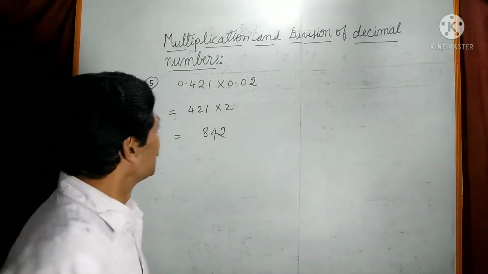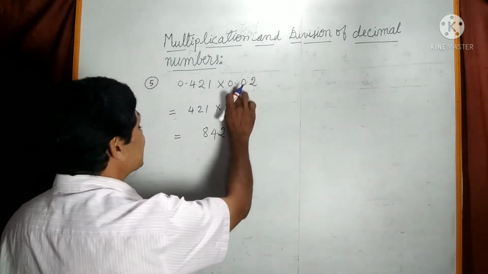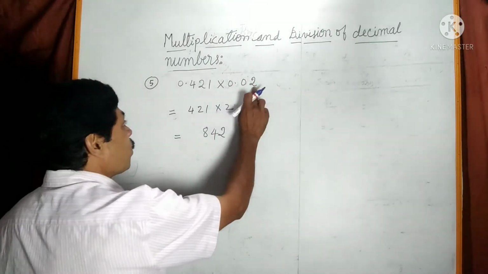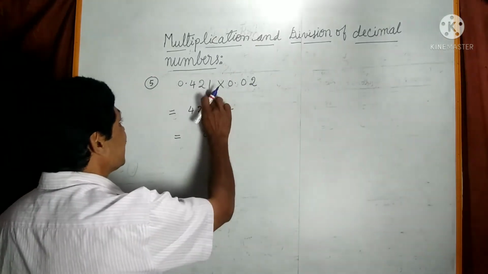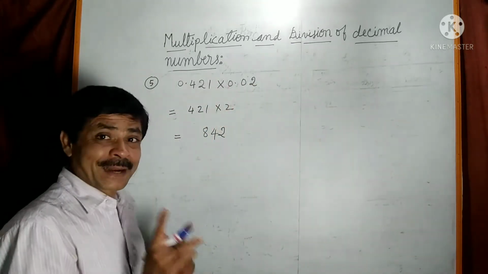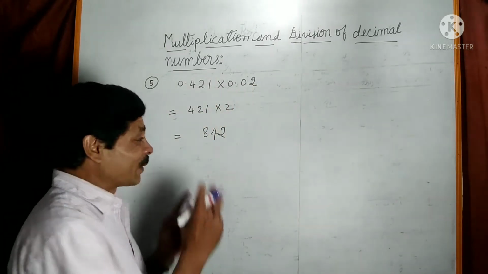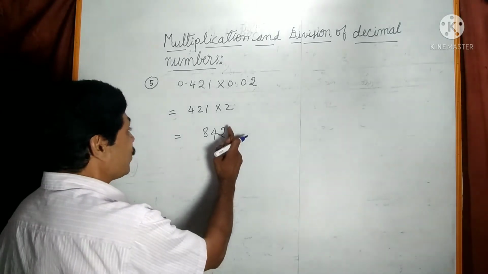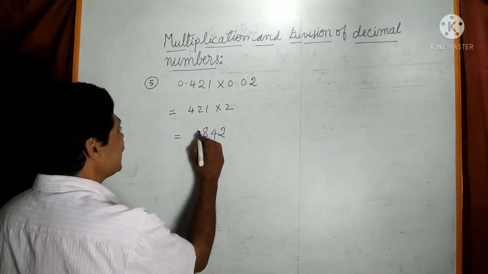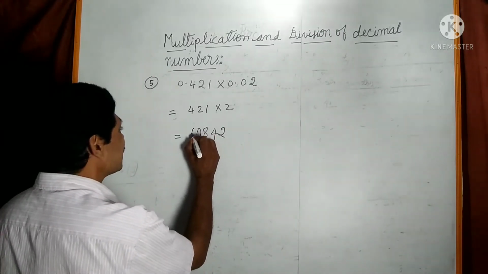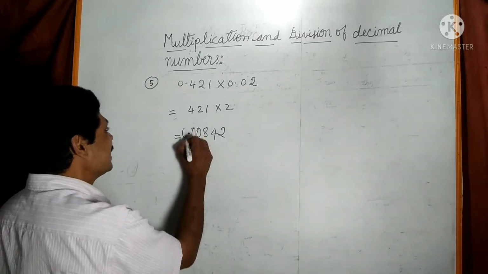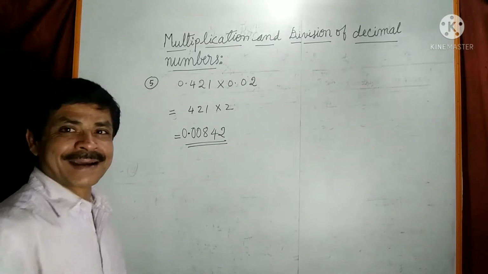8. Now we will see how many digits are there in the decimal part. 1, 2, 3, 4, 5. That means 2 plus 3. There are 5 digits. Means after 5 digits we have to put the decimal point. So 1, 2, 3, 4, 5 and we put the 0. And this is your answer.